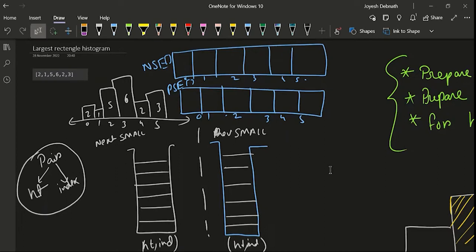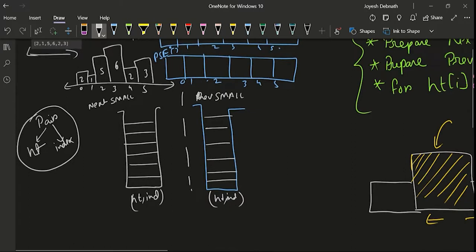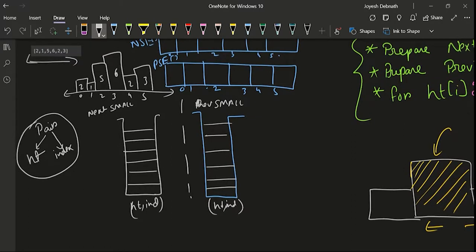Problem, let's first understand it. What is the question asking us? So basically, we are given an array which represents the heights of rectangular bars, and we have to find out the largest rectangle in this histogram.